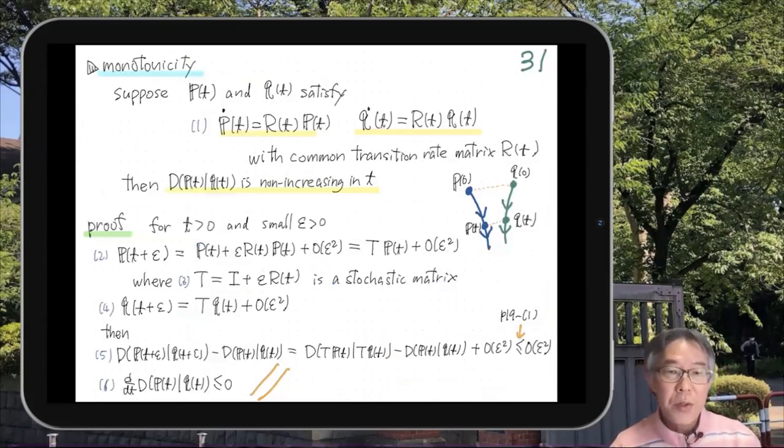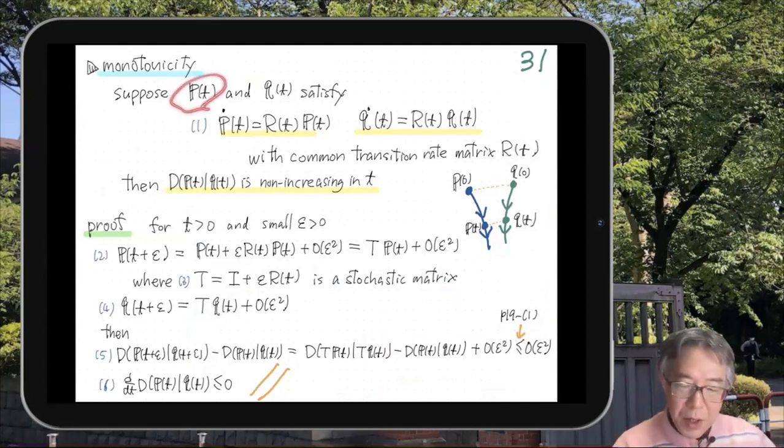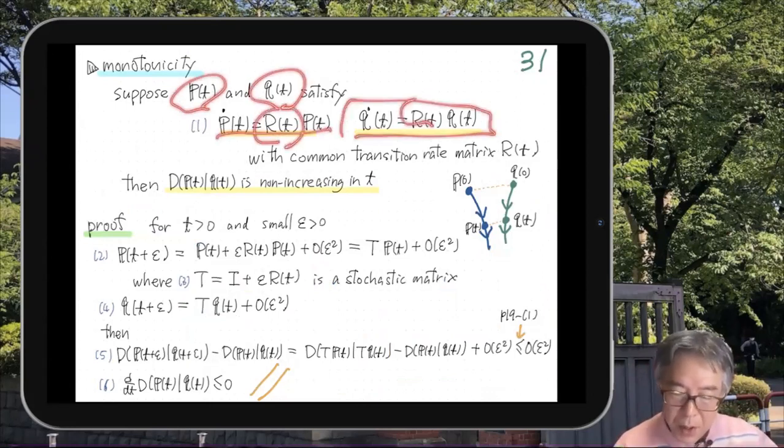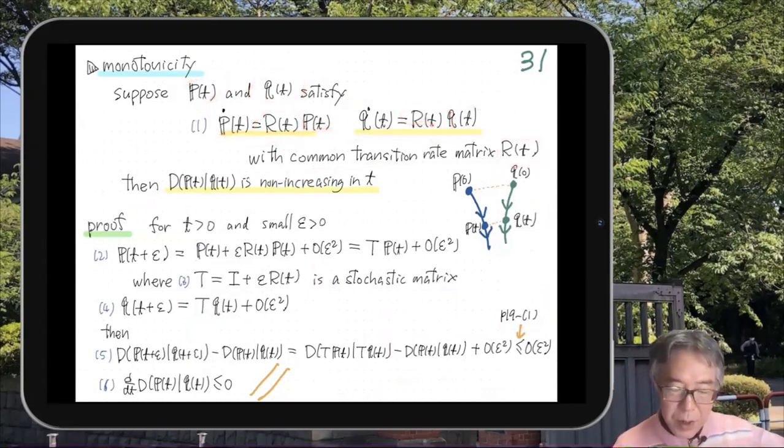The solutions of the master equation satisfy a very interesting and important monotonicity. Suppose that P_t and Q_t are the solutions of these master equations with the same transition matrix R_t. Then you can easily show that the relative entropy, the Kullback-Leibler divergence, of P_t and Q_t is non-increasing in t. So this is a kind of distance between P_t and Q_t. The distance never increases. It can decrease or it can stay constant, but it can never increase.